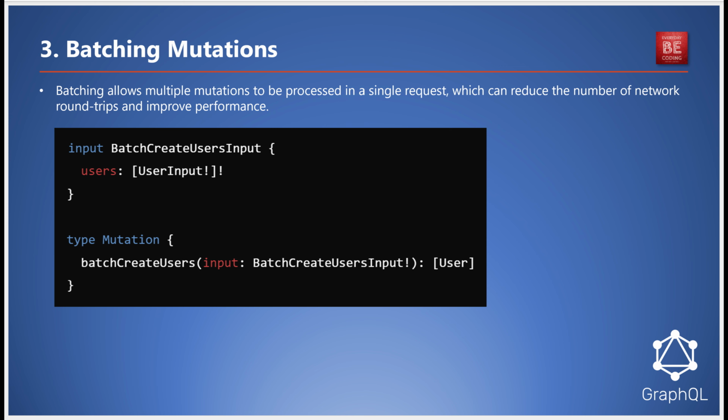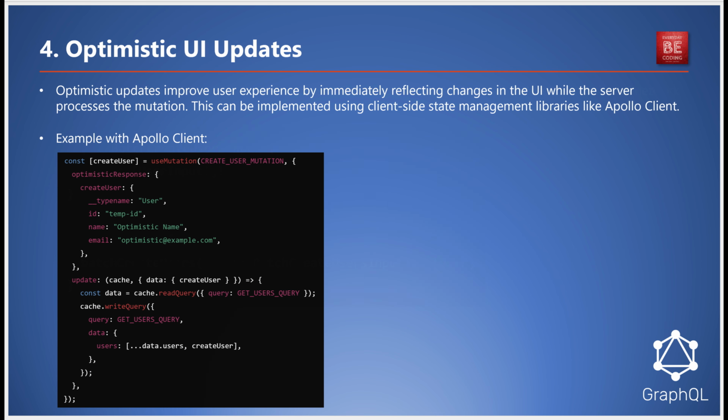Now consider the user experience. How do we make interfaces feel lightning fast? Through optimistic UI updates. By assuming a successful mutation and updating the UI ahead of the server's response, applications can appear incredibly responsive. Using libraries like Apollo Client, developers can predict the mutation's outcome and optimistically update the user interface, providing an immediate feedback loop that enhances user satisfaction.